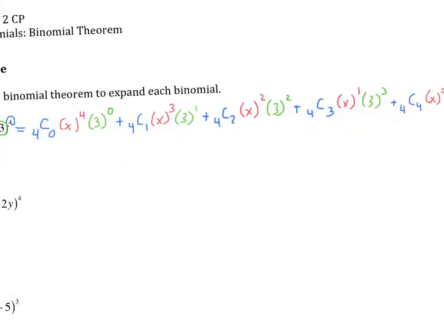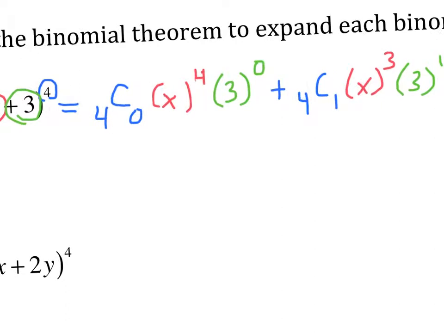So now let's go ahead and simplify each. 4c0 is like saying I have a group of 4 and I'm going to choose 0 people, so that's a 1. The x to the 4th is x to the 4th, and anything to the 0 power is 1. So 1.